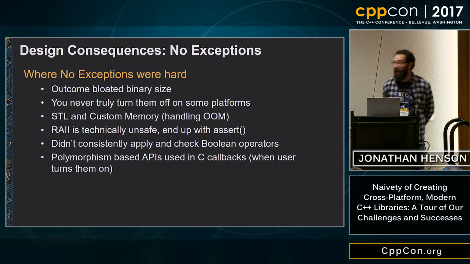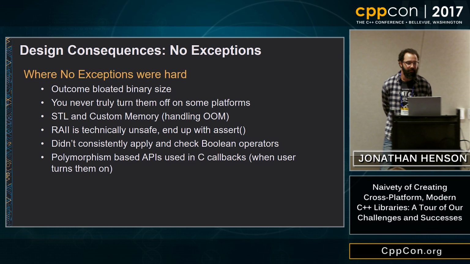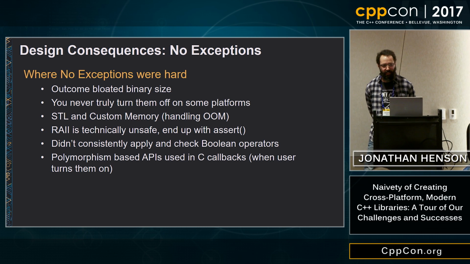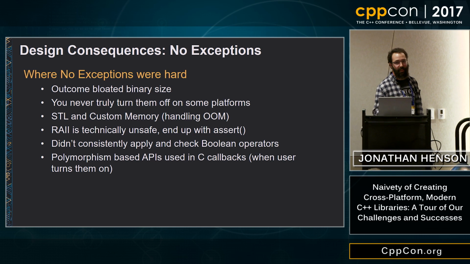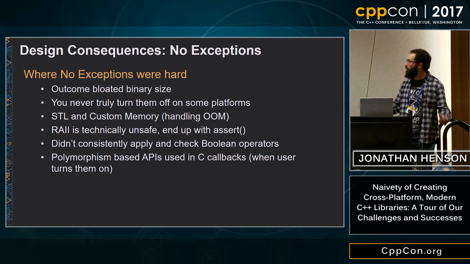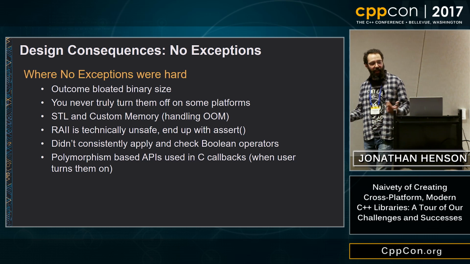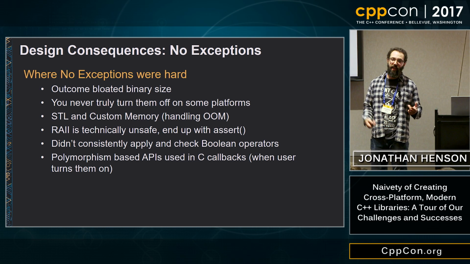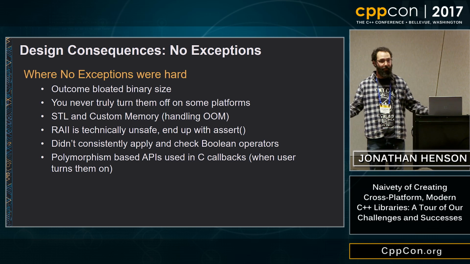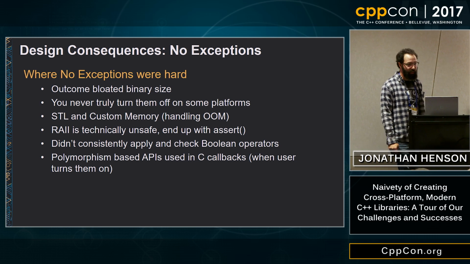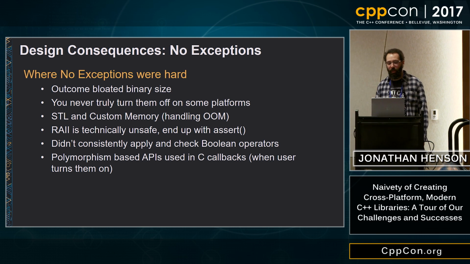So where this turned out hard: bloated binary size, that ship sank in the harbor years ago anyway, so I don't know, that's not the end of the world. But you can never turn exceptions off on some platforms, so say on Windows, you can't make it not throw, as far as I know. How are you going to handle out-of-memory errors without exceptions? If you're using the STL types, so if standard vector and you run out of memory, what's going to happen? If you're not getting the bad alloc exception, how do you know? How can you do something reasonable about it?